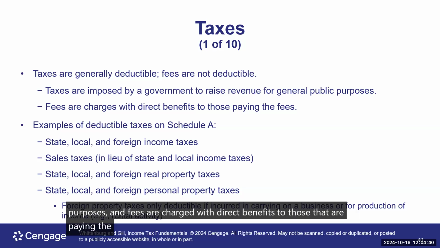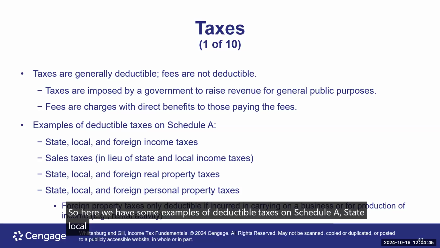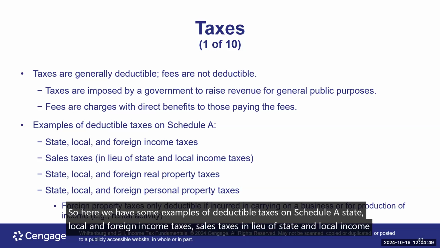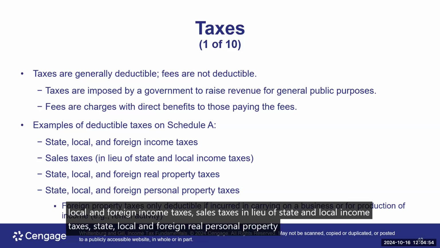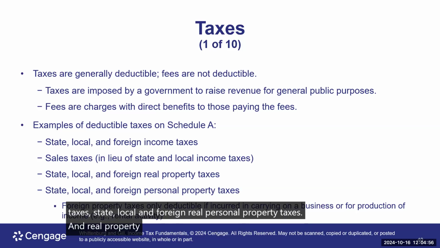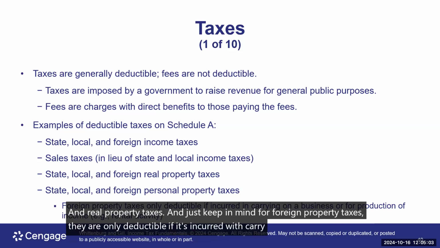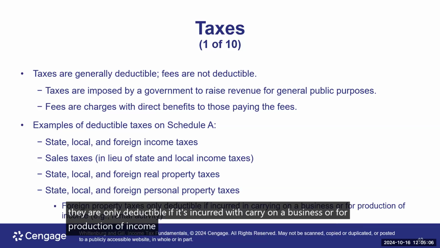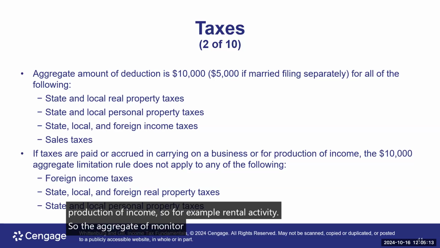So here we have some examples of deductible taxes on Schedule A: state, local, and foreign income taxes, sales taxes in lieu of state and local income taxes, state, local, and foreign real and personal property taxes. And just keep in mind, for foreign property taxes, they're only deductible if it's incurred in carrying on a business or for production of income. So for example, rental activity. So the aggregate amount of the deduction is $10,000.